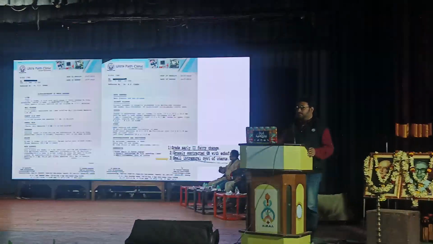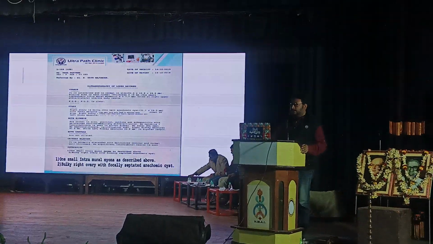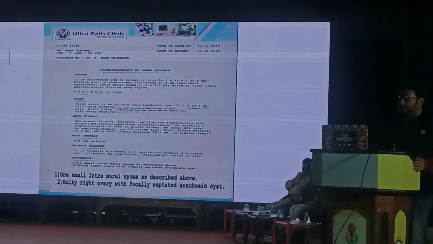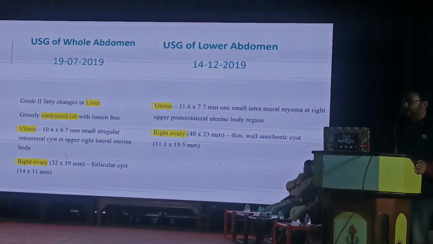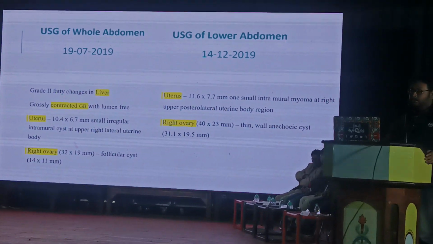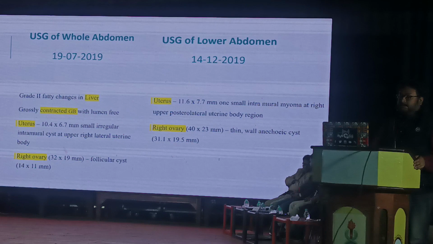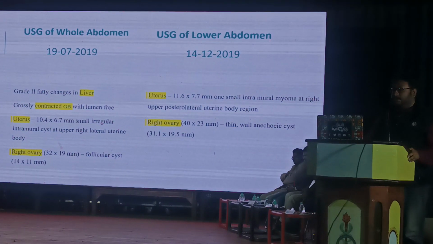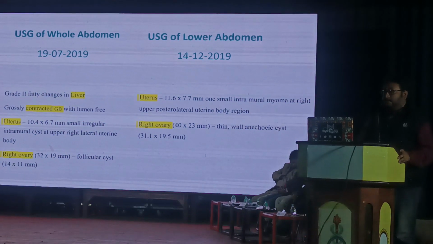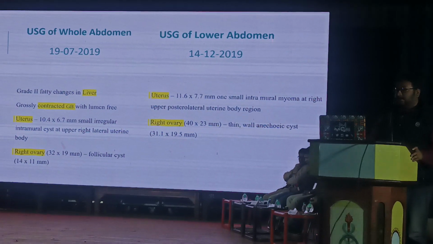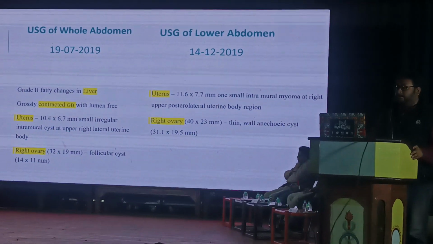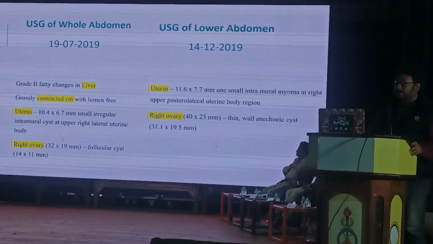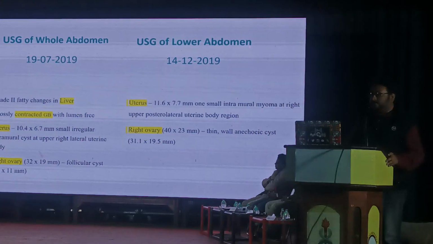which was related to the USG, you can see that this was the USG report. Better I show you the slide which I have written so that it becomes visible to you. The uterus was having an endometrial thickness of 6.6, and the size of the uterus was okay, but the size of the fibroid was actually 11.6 by 7.7 millimeter. One small intramural myoma at the right upper posterolateral uterine body is seen.